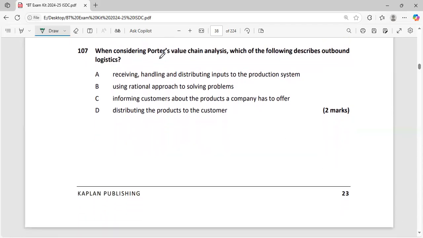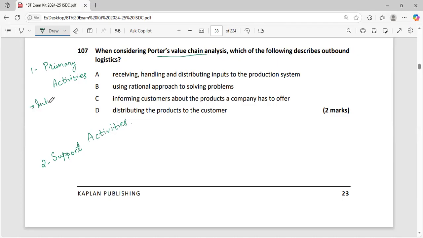When considering Porter value chain analysis, it says that there are two types of activities. One is called primary activities and the second one is called secondary or support activities. Primary activities are necessary for an organization to perform, but it is not possible to perform primary activities without the support of support activities or secondary activities.